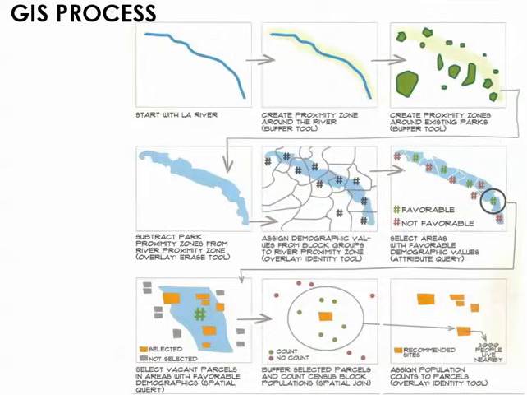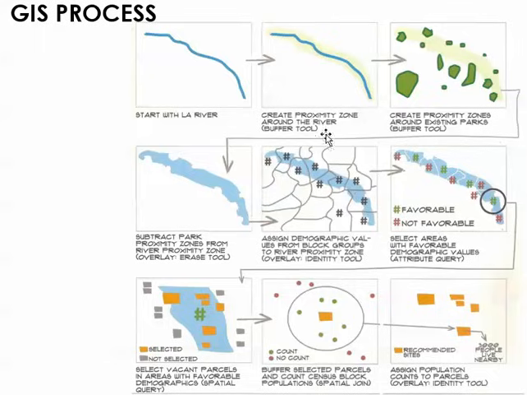So here's an example of the process that the GIS analysts involved in this project took to find the most optimal locations for this corridor for healthy living. They began with mapping out where the river was. They then created a proximity zone, a tool that we call the buffer tool, that is within a certain distance of the river, of where they want to target to start greening its surroundings. Based on those proximity zones, they created other proximity zones around existing parks.